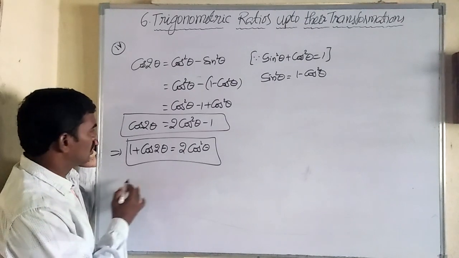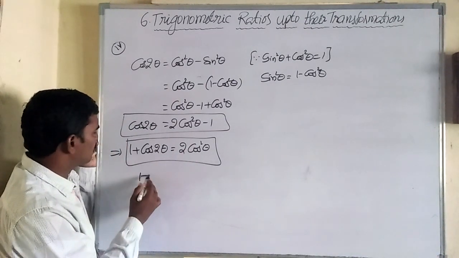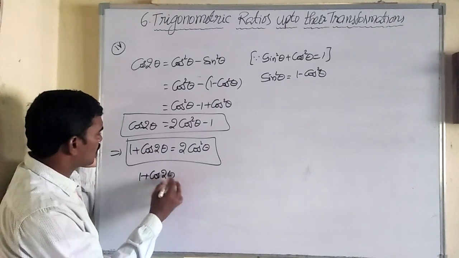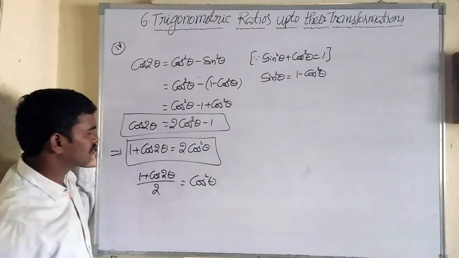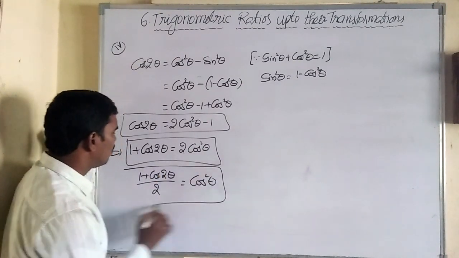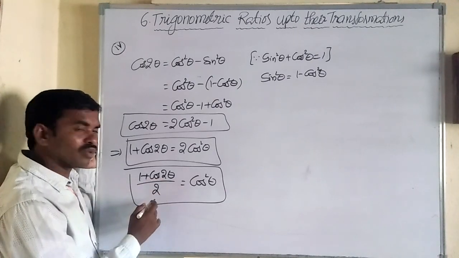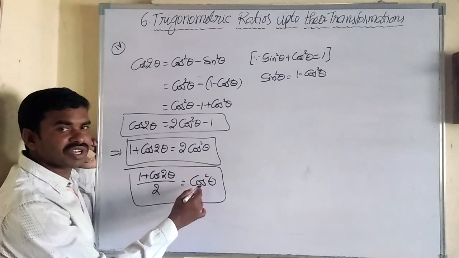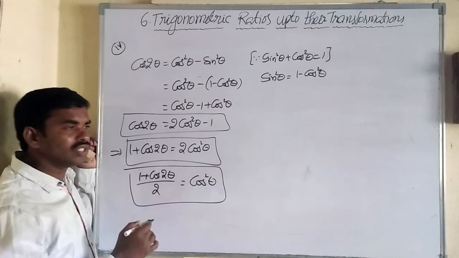Next, we can also derive: if you send the 2 to the left side, it becomes (1 plus cos 2 theta) by 2 is equal to cos square theta. This is also a formula. So wherever we need (1 plus cos 2 theta) by 2, instead of this we can write cos square theta, or instead of cos square theta we can write (1 plus cos 2 theta) by 2.